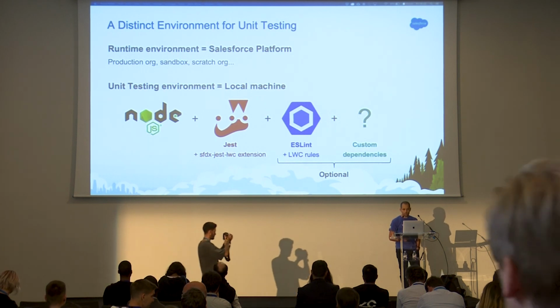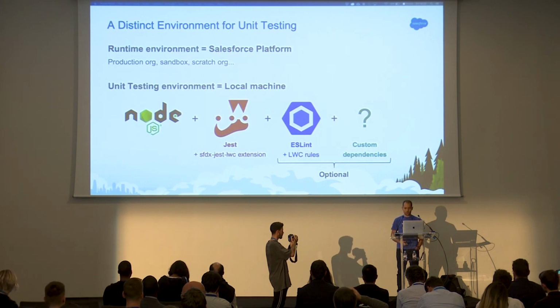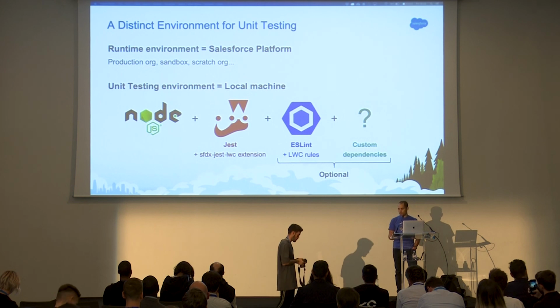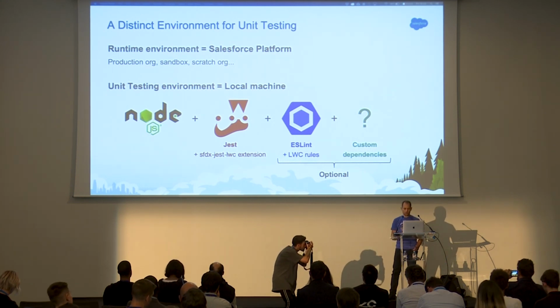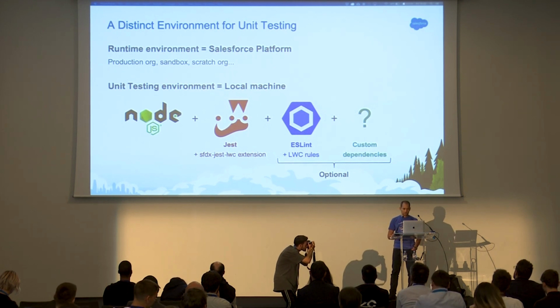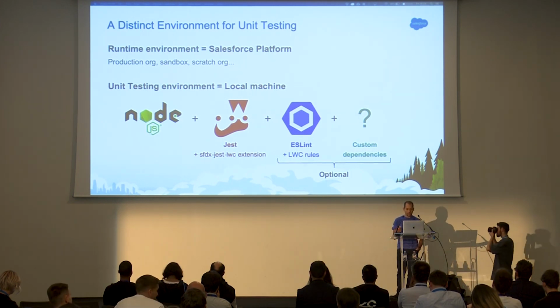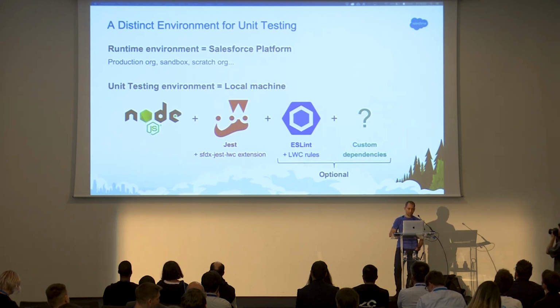How does this work? Well, there are key components that compose the infrastructure. The first thing is Node.js. We're running a JavaScript framework, so to support tests for a JavaScript framework, we need Node. So that's the server that is going to run on your local machine. Then we're using an extension, a framework called Jest. This is a testing framework. I will talk more about it in the future. And we're adding an add-on extension to this particular framework, which is called SFDX Jest-WC. This is an extension that Salesforce provides on top of Jest.